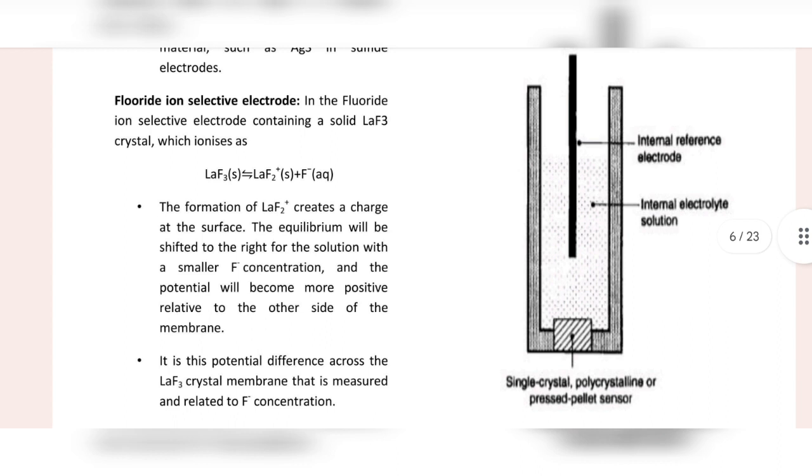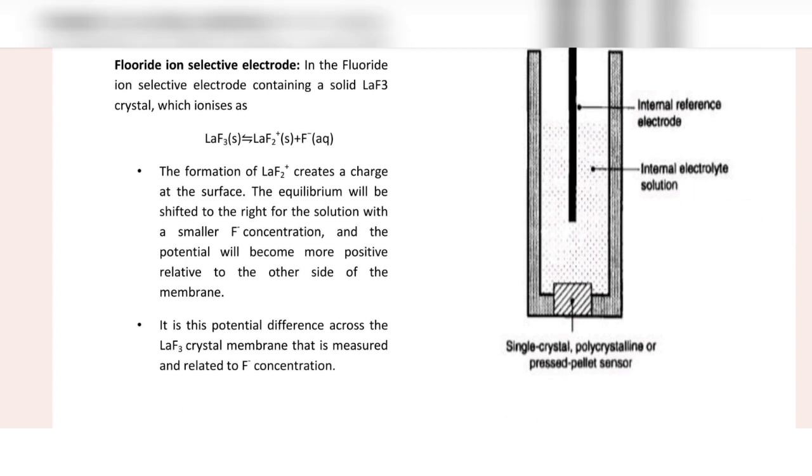So there arises a potential difference. It is this potential difference across the lanthanum fluoride crystal membrane that is measured, which is directly proportional to, or indicative of, the concentration of that fluoride ion solution. Okay, so this is the principle of the solid state membrane ion selective electrode. On both sides of this membrane, there exists a potential difference due to the concentration difference. So by measuring this potential difference, we can find the concentration of the analyte.